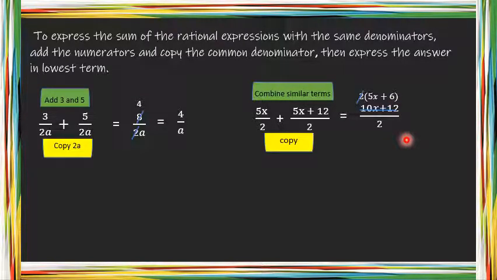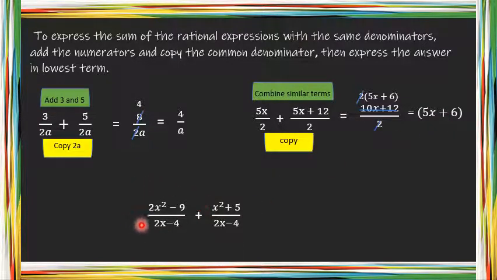We have to cancel out the 2. And the final answer is quantity 5x plus 6. What happened to the 1 in the denominator? So as you can see, 5x plus 6 over 1 is also this one. So we're going to write the final answer.